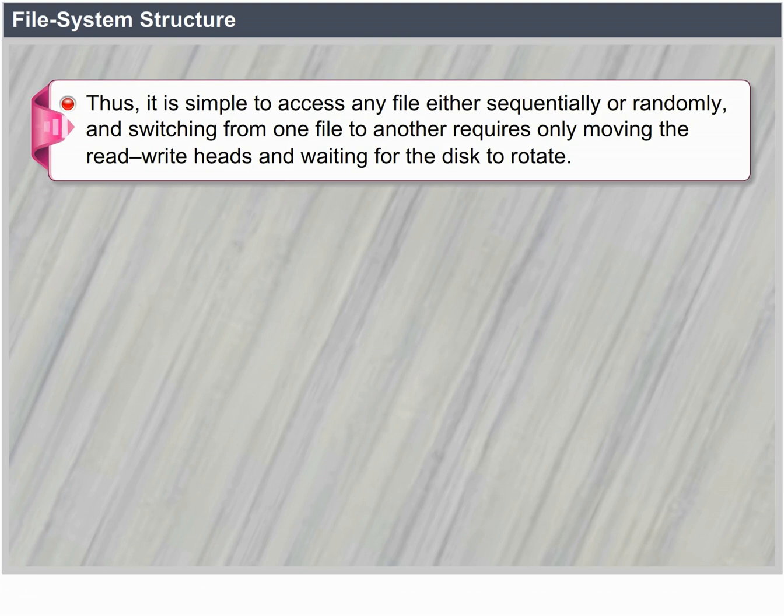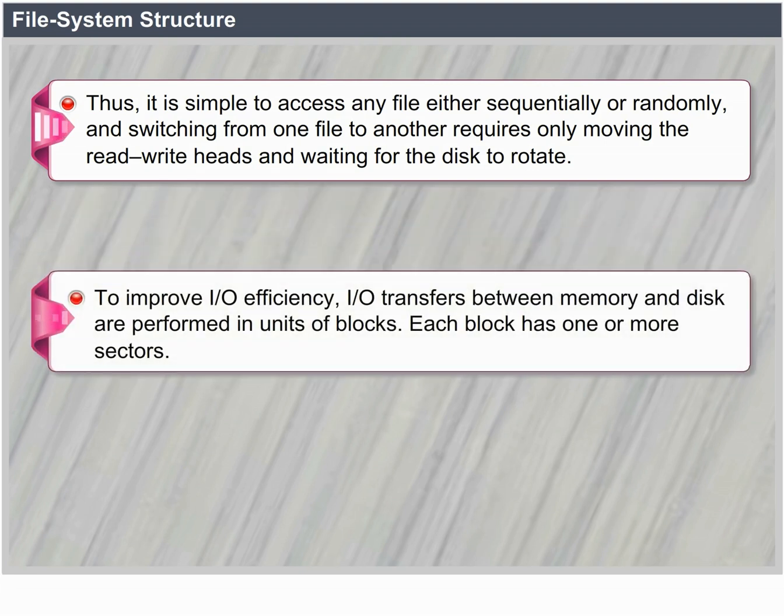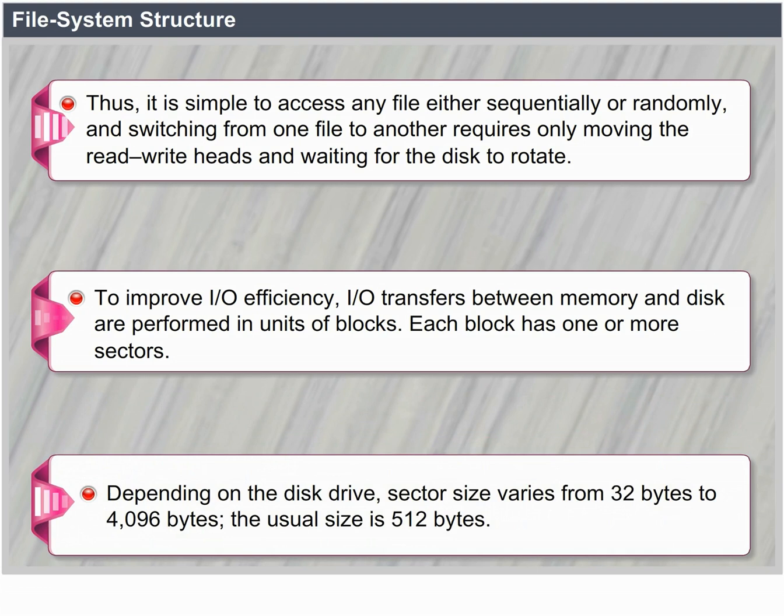To improve input-output efficiency, input-output transfers between memory and disk are performed in units of blocks. Each block has one or more sectors. Depending on the disk drive, sector size varies from 32 bytes to 4096 bytes. The usual size is 512 bytes.